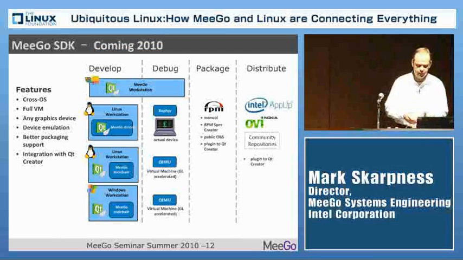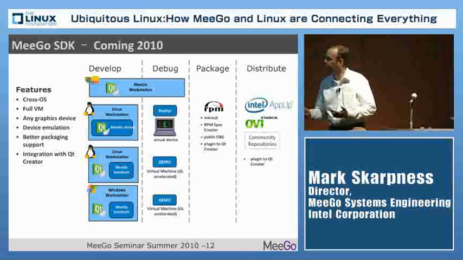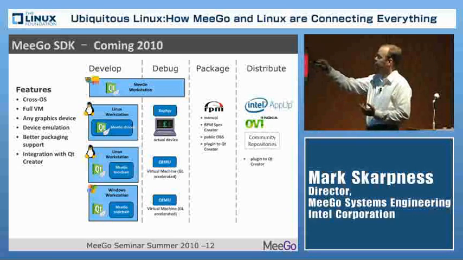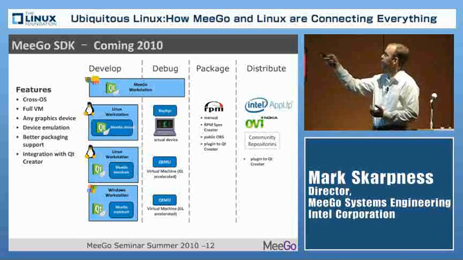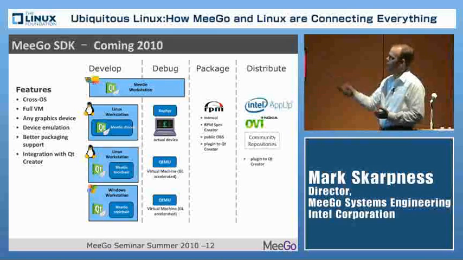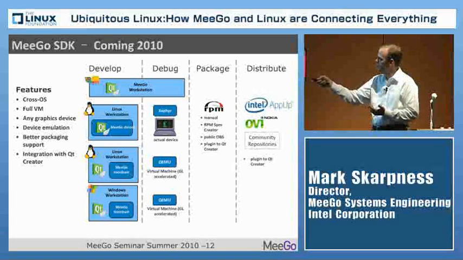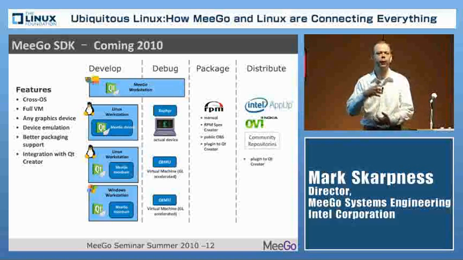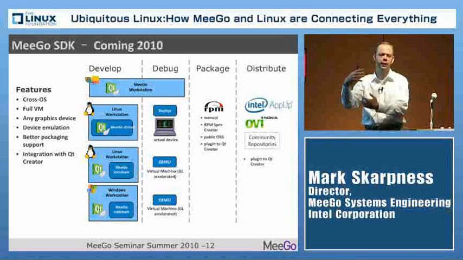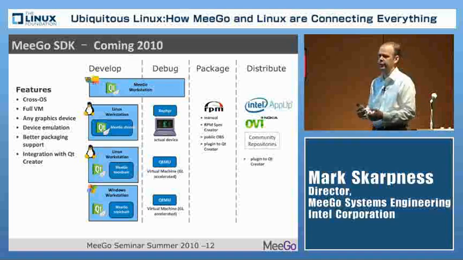In terms of the SDK, there's also a lot of new things coming to the SDK. If you look at the development cycle or the app life cycle from develop, debug, package, and distribute, you'll be able to do application development on both Linux and on Windows. And that will also include the ability to run your application in a virtual machine environment. So you can actually run the MeeGo stack and then run your application on top of that inside of a virtual machine.